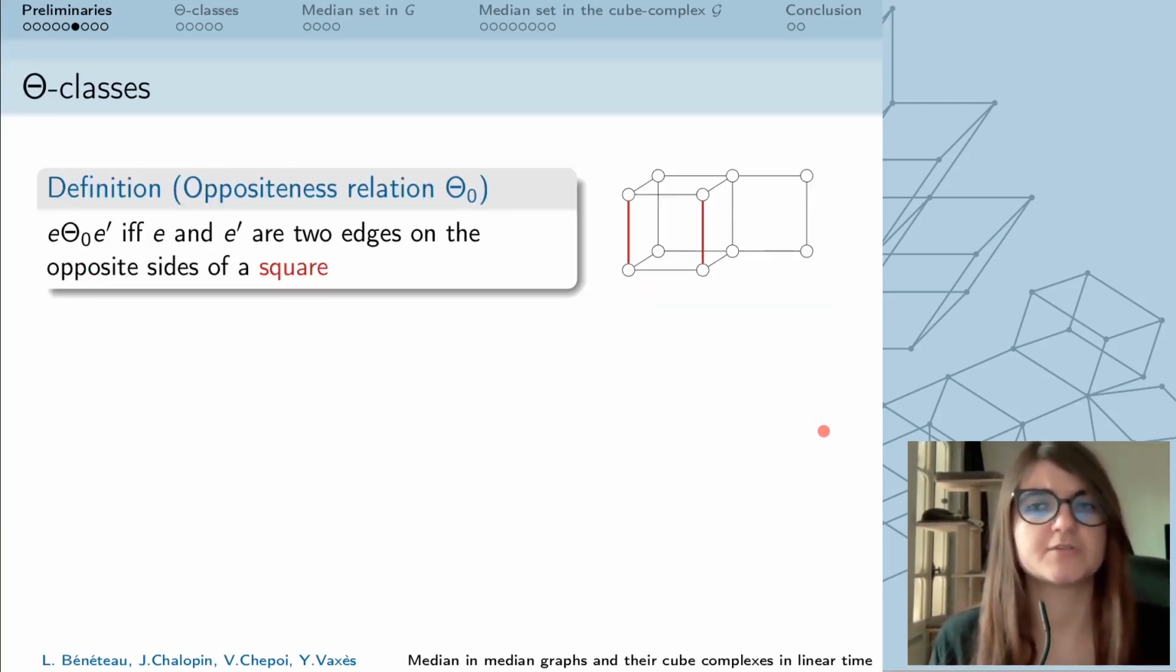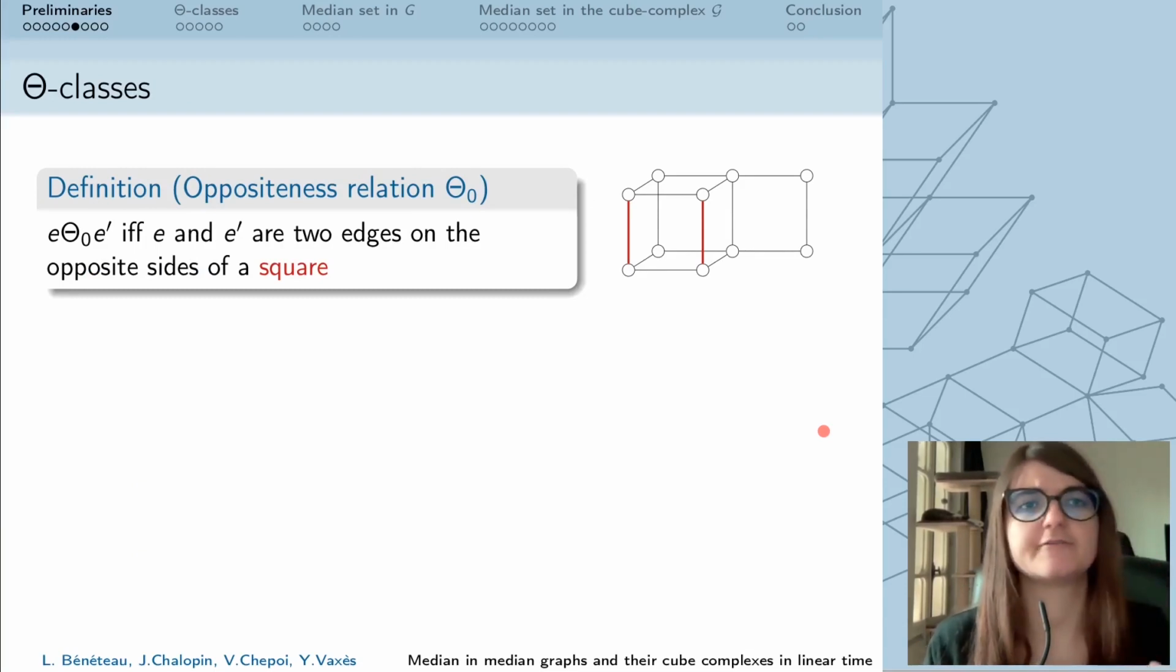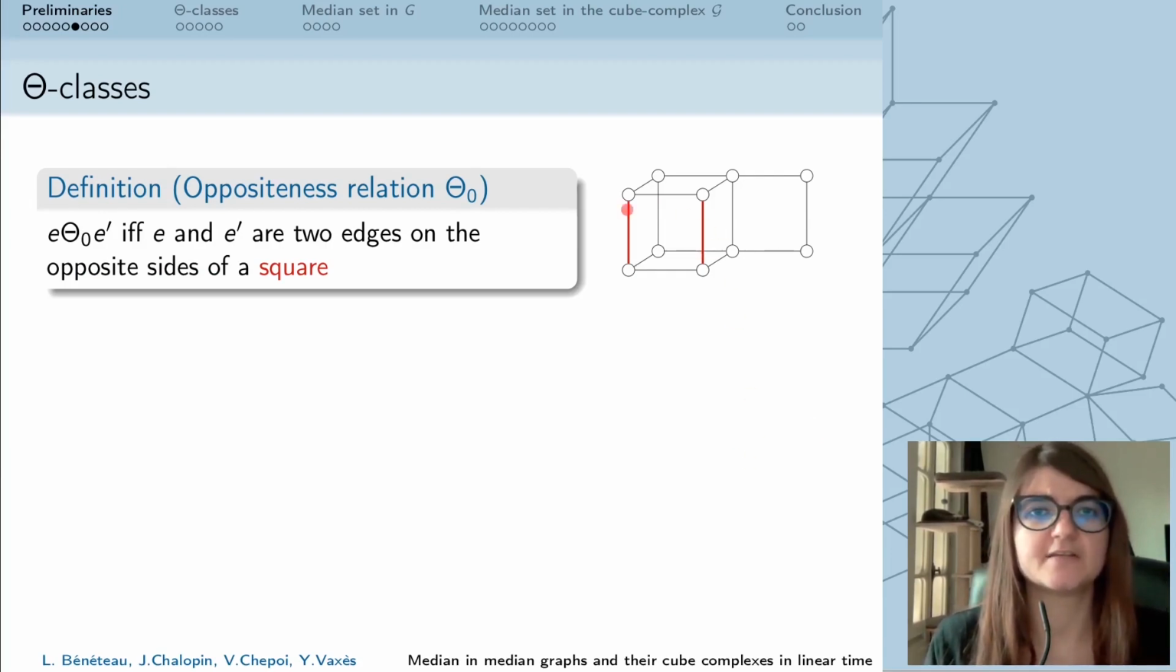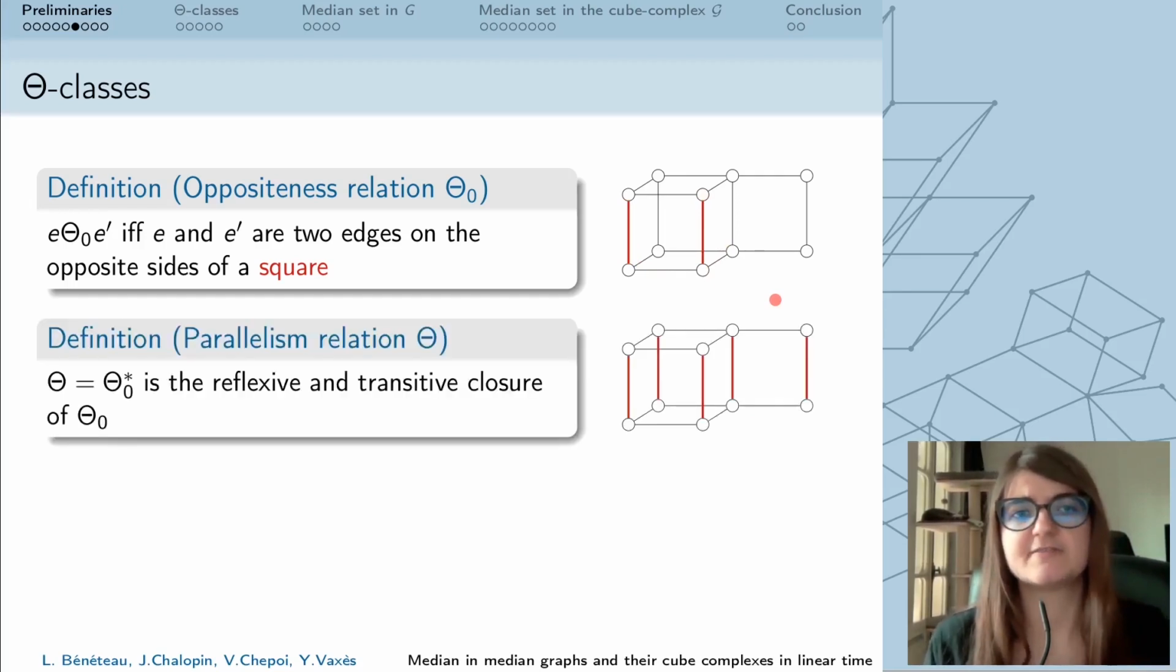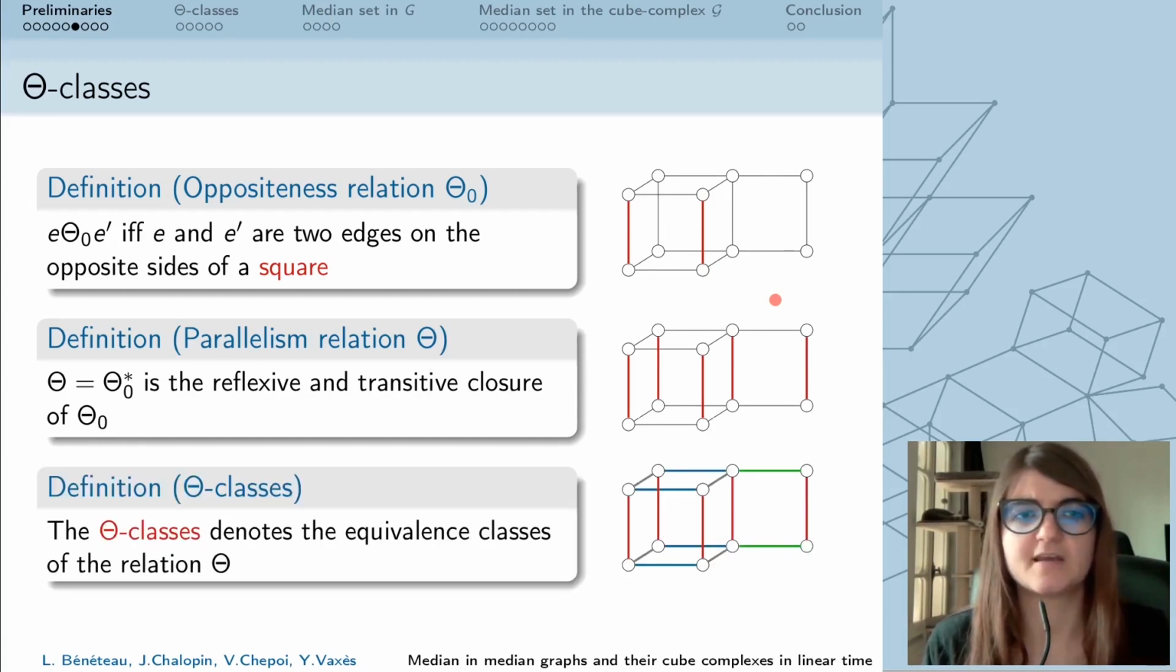So one of the most fundamental properties of the median graph is that the edges can be partitioned into theta classes. So we'll define them. For example, here, if we take two edges that are on opposite sides of a square, which is a cycle of length 4, we say that they are in opposite edge relation theta 0. And theta is the transitive and reflexive closure of this relation theta 0. So immediately theta is an equivalence relation, and we can partition the edges of a median graph by its equivalence classes that we call theta classes.